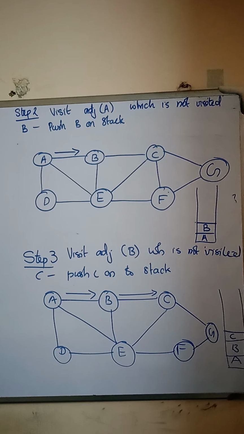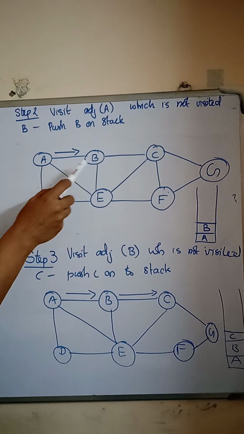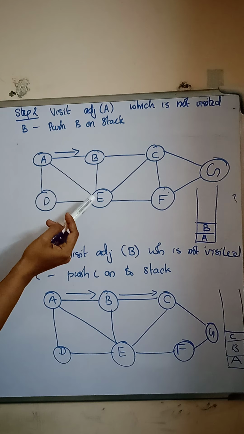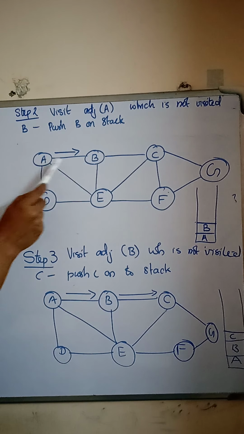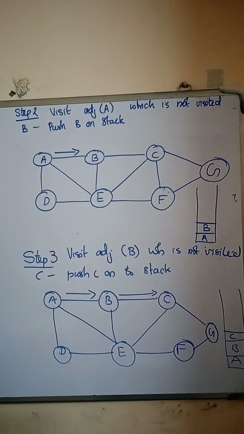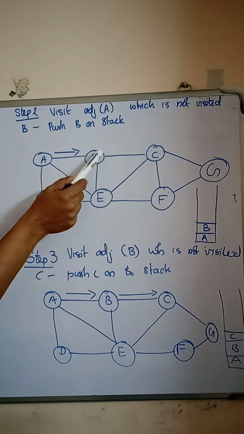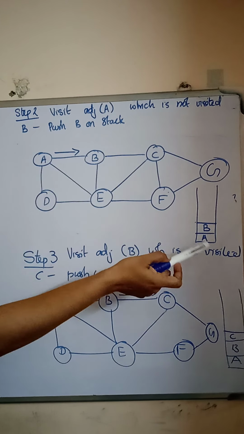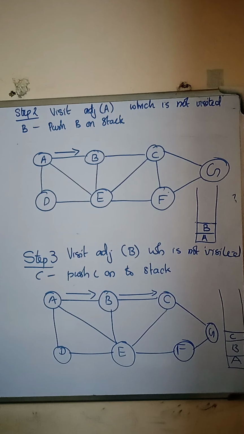Now step 2. Visit the adjacent vertex of A. Here the adjacent vertices of A are B, E, D. You may select B or E or D. Here I choose B. So visit an adjacent of A which is not visited earlier, that is compulsory. We choose B as the next vertex and push B onto the stack. So now B is on the stack.